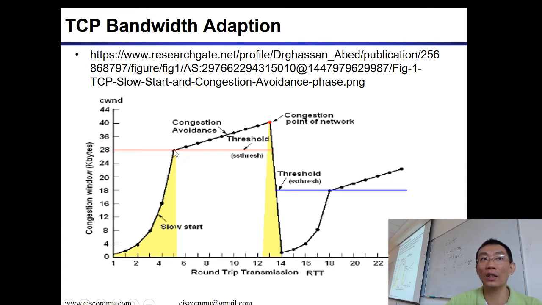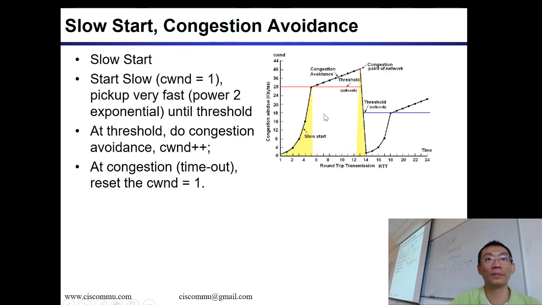Instead of sending 28, you send 29, 30, 31. Each time you increase by 1 at a time until you reach the congestion point. Once you reach the congestion point, you will time out. Then you reset your window size and you reset your threshold to here. So this is slow start and congestion avoidance.